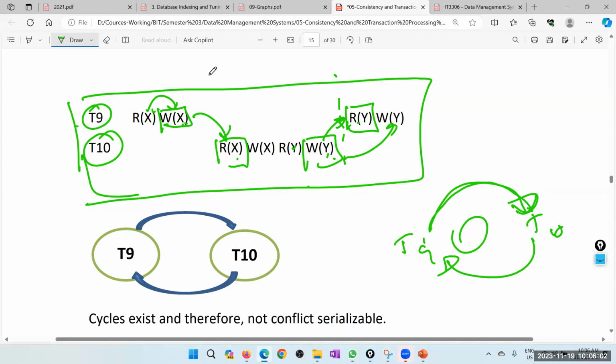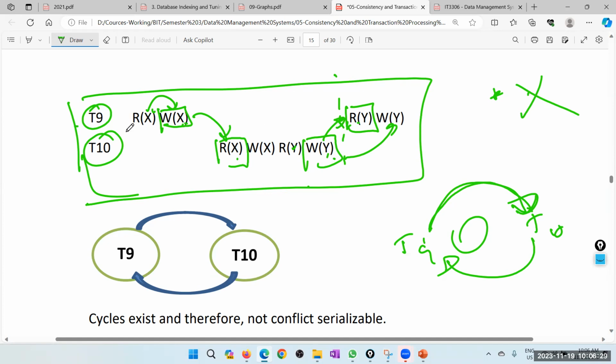So therefore, this schedule is not equivalent to any serial schedule. So this schedule is not conflict serializable, and therefore this is invalid. Right. Any questions? Of course, from the very first example, you may not get it. But maybe after doing another question, you will understand.